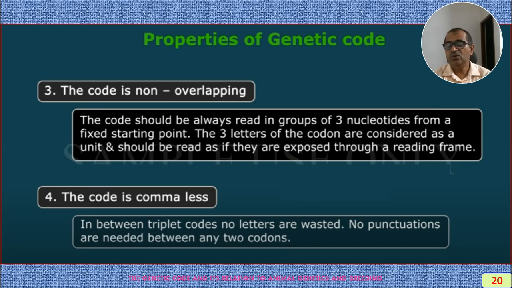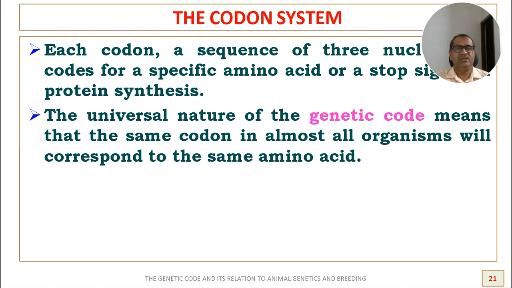The code is also comma-less, meaning that in between triplet codes, no letters are wasted. In triplet codes, no letters are wasted and they are written continuously, and no punctuation is needed between two codons. That's the basic rule of reading.